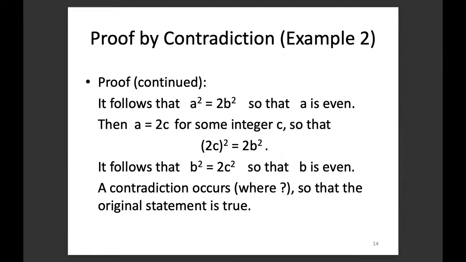So what is the contradiction here? The contradiction here is we have already assumed a and b do not have a common factor. But now we are showing a and b are both even. So a and b will now have a common factor of 2. So we get a contradiction. So these two cannot be true at the same time. So we are done. Okay.